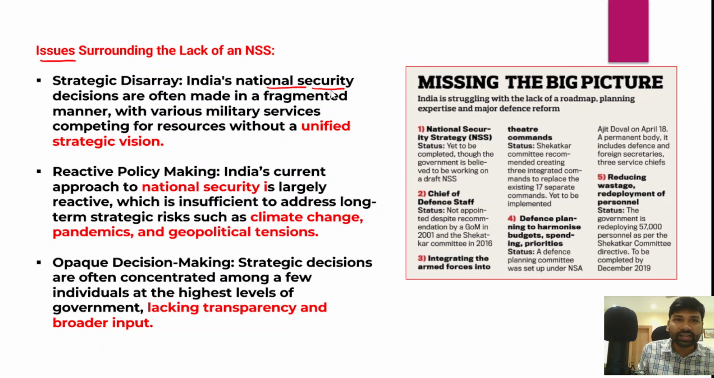So as of now, whatever decisions are being taken with respect to national security matters, they are very often fragmented in nature, and they are also reactive in nature. And in fact, various military services have been competing for resources without a unified strategic vision. So there is no unified strategic vision even among the different wings of the armed forces. It seems like each of these branches of national security decision making has been working independently. And another major shortcoming with respect to India's national security is reactive policy making.